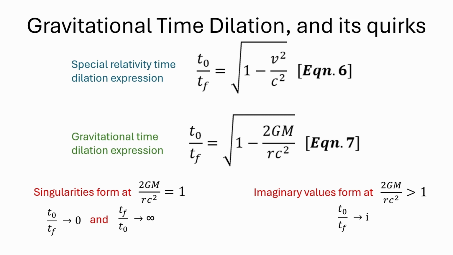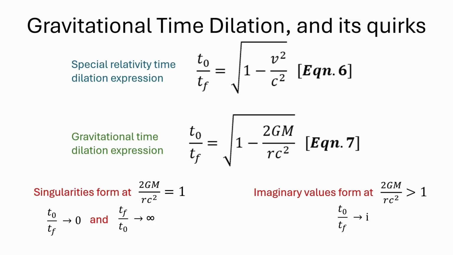You can then plug the squared velocity you solved for into the known equations from special relativity for time dilation. And from this, you have a gravitational time dilation expression. Now, this is by no means the only way to derive time dilation in general relativity, but it's a very simple way to do it.